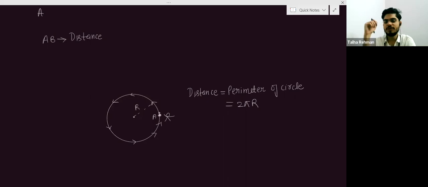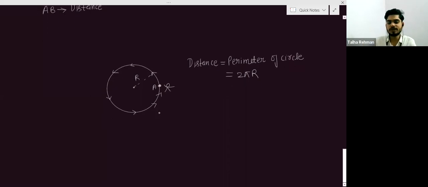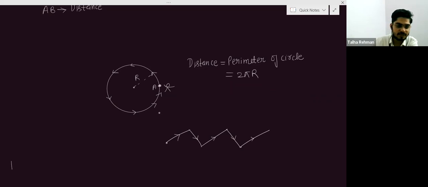So we can move in different paths. Either we can move in a straight line path, or in a circular path, or we can move like this also. In this path also the person can move. So basically I want to say, what is the distance?